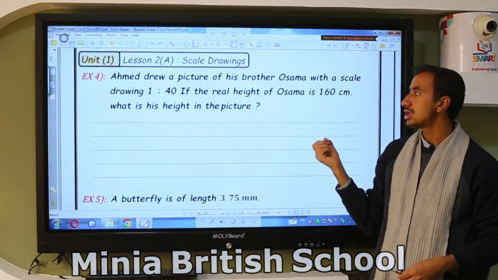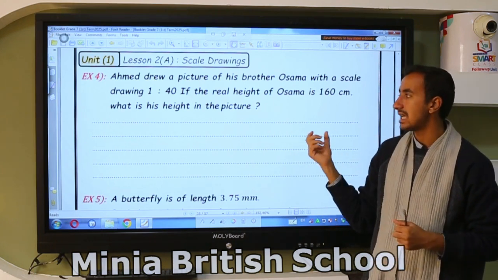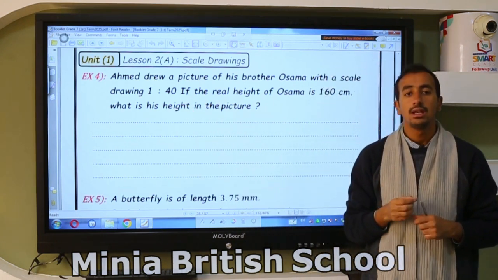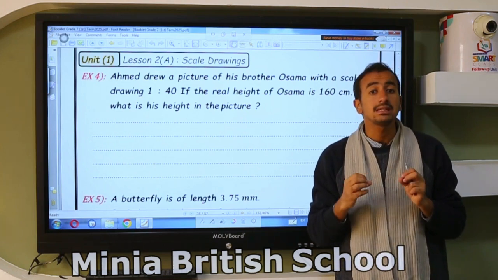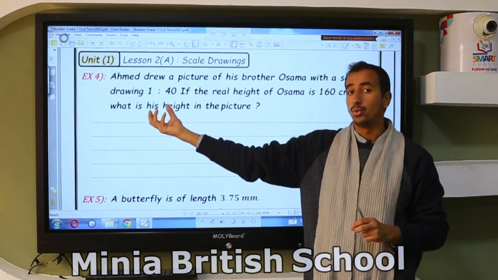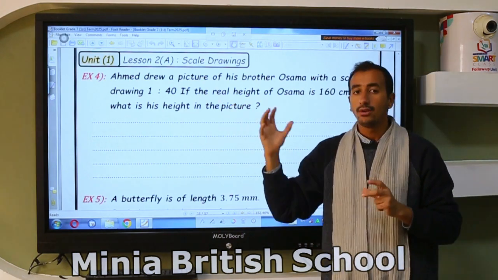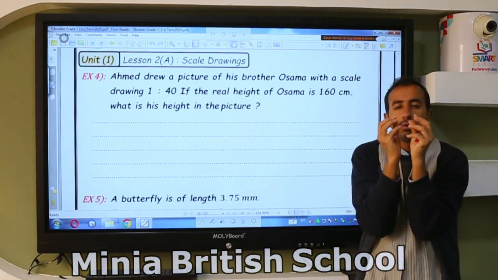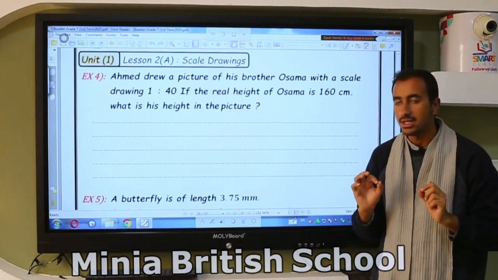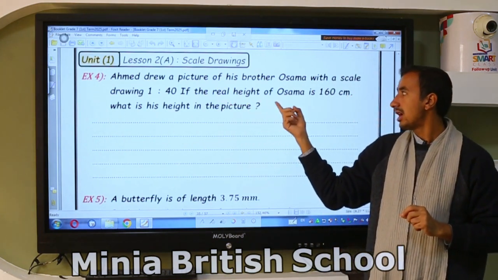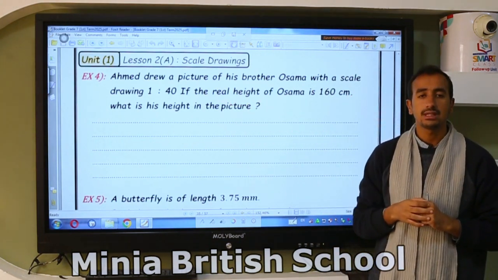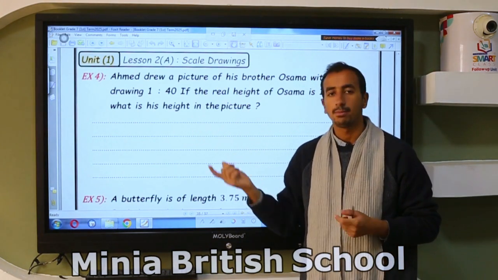Ahmed drew a picture of his brother Osama with a scale drawing of 1 to 40. A scale of 1 to a number means minimization. We take a photo of something greater to make a smaller photo. If the real height of Osama is 160 centimeters, what is the height in the picture?